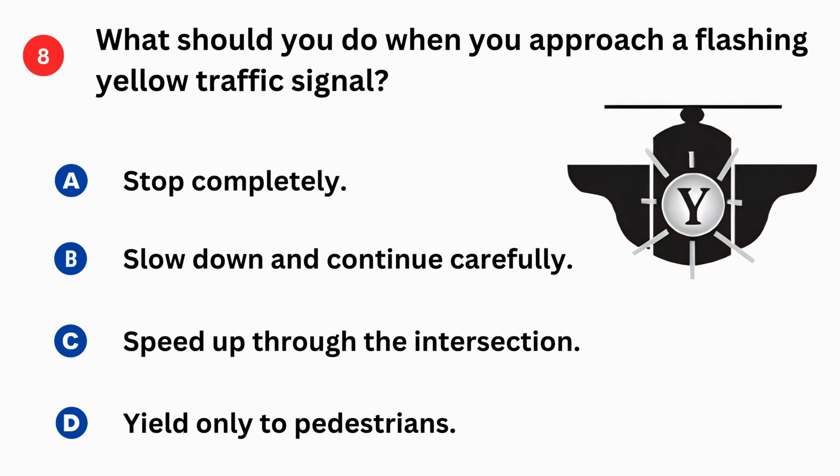What should you do when you approach a flashing yellow traffic signal? A. Stop completely. B. Slow down and continue carefully. C. Speed up through the intersection. D. Yield only to pedestrians.